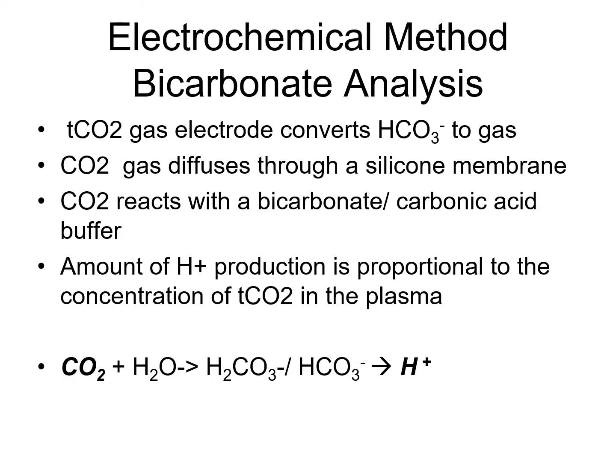How do we measure bicarbonates? So the TCO2 gas electrode can convert bicarbonate to CO2 gas, and the CO2 will diffuse through a silicone membrane and react with the bicarbonate and carbonic acid buffer. The amount of hydrogen ion produced is proportional to the concentration of carbon dioxide in the plasma. This is already blood gas analysis.